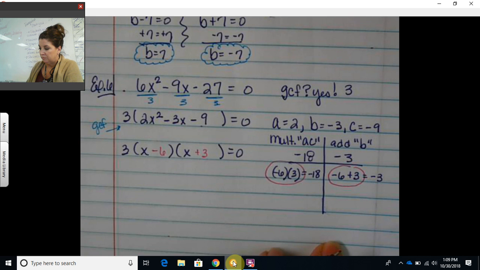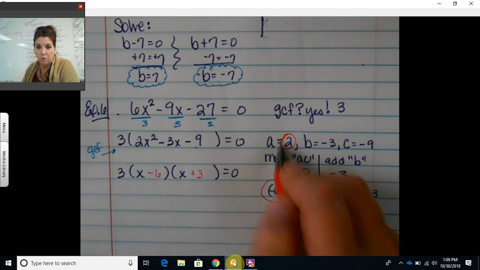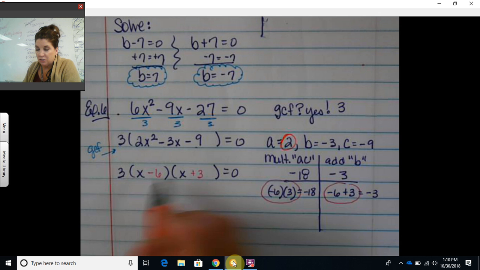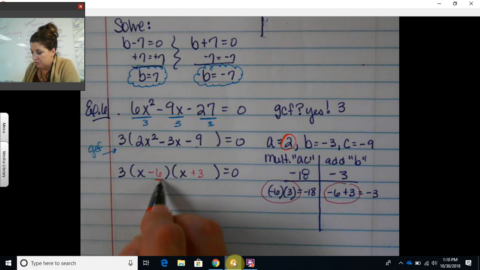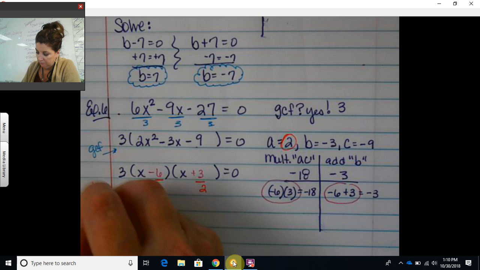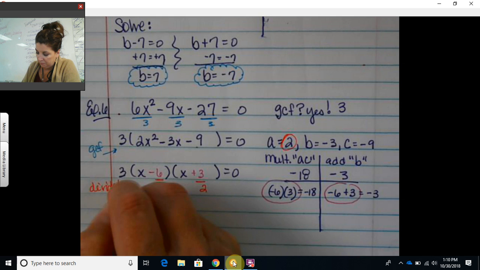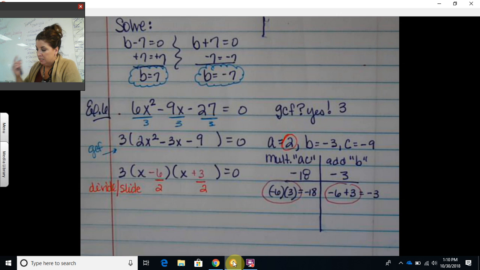How important is dividing and sliding on this one? It's important because A is some number other than 1, right? So don't forget, do not divide and slide the GCF. Only the numbers that you got from the T-chart. That's the only thing you divide and slide on. If you can divide evenly, divide. If you cannot divide evenly, if you're going to get a decimal, you slide, but reduce before you slide if you can. So don't forget your GCF of 3.